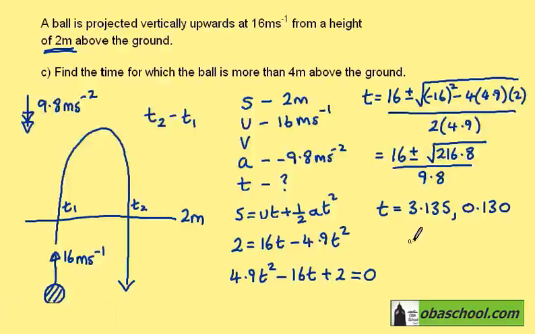The difference between these two times is the time that we're above 2 meters. So subtracting, we get 3.01 seconds to three significant figures, and this represents the length of time for which we're 4 meters above the ground or 2 meters above the height of projection.